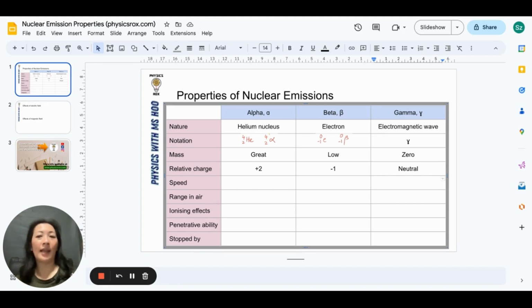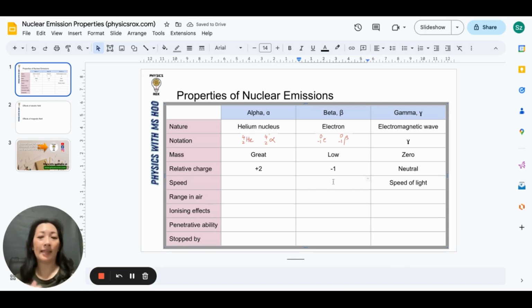Now, for speed, let's work with gamma first because we know that gamma is an electromagnetic wave. And all electromagnetic waves travel with the same speed in vacuum, which is the same as the speed of light. And the reason for that is because light is an electromagnetic wave. So all electromagnetic waves travel with the same speed in vacuum. Hence, if we talk about it in vacuum, gamma rays travel at the speed of light. I'm just going to write here, speed of light.